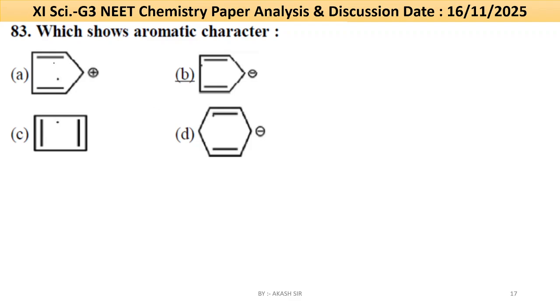Option number 1 here is a cyclopentadienyl radical with a dot indicating the unpaired electron. Considering the unpaired electron and the 2 double bonds here, it does not fit the 4n plus 2 pi electrons rule, so it is not aromatic. Option B has 6 pi electrons, making it aromatic. Here, 2, 4, 6. The correct answer of this question is option number B.